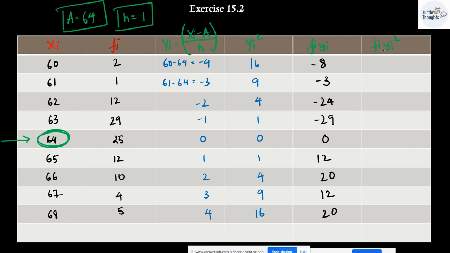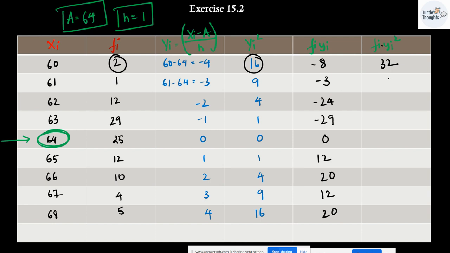Next, I need to square all these values. Sorry, fi multiplied by yi square. I should not square fi, but I should rather multiply fi with yi square, right? So what is yi? Yi is over here, right? So yi square is this, I have to multiply with fi. 16 multiplied by 2, or 2 multiplied by 16, I will be getting the value as 32.